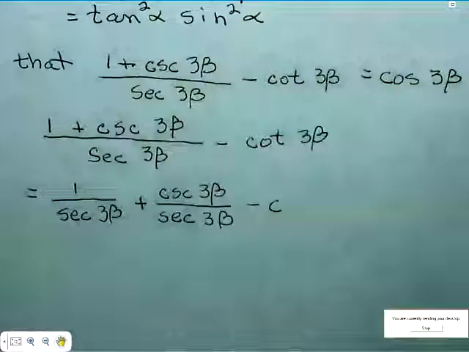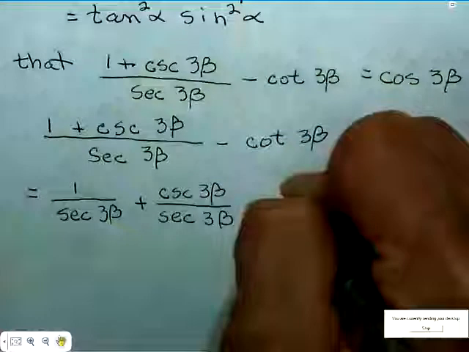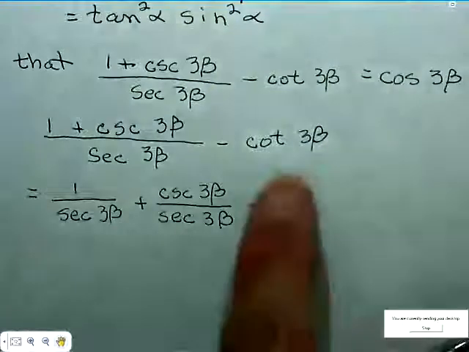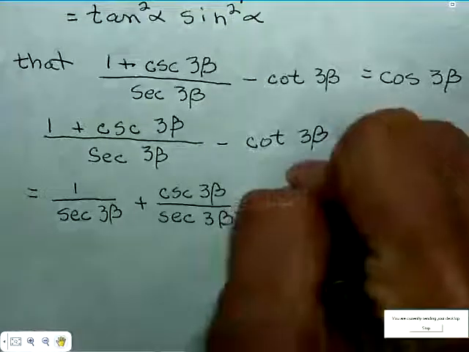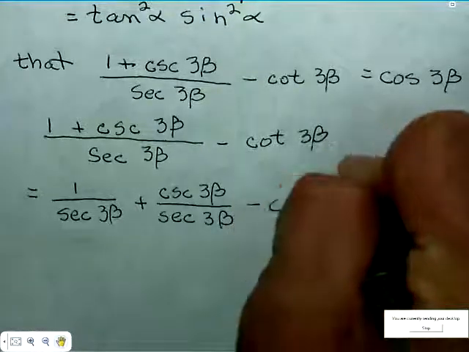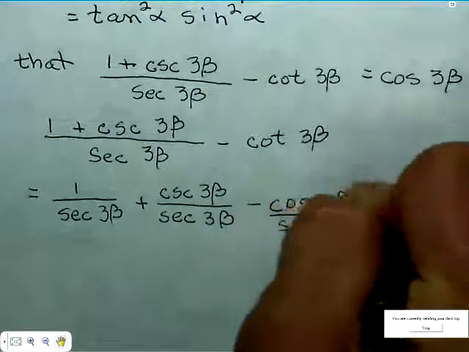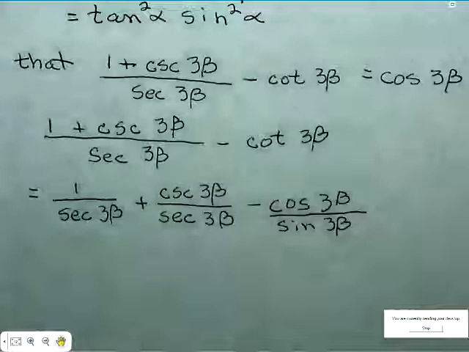Oh my gosh. Look at this. This is way faster than I have on my paper. If I go ahead and write that cotangent as cosine over sine, I'm only one step from being there.